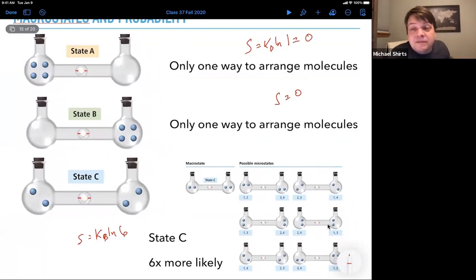Kb ends up being very small because it's the gas constant divided by Avogadro's number. So it's down like 10 to the minus 19th or so. And so if you're just looking at differences between one way and six ways, there's not very much entropy. But usually we're dealing with Avogadro's numbers of molecules, different numbers of states. So the entropy does start to be significant. Okay.